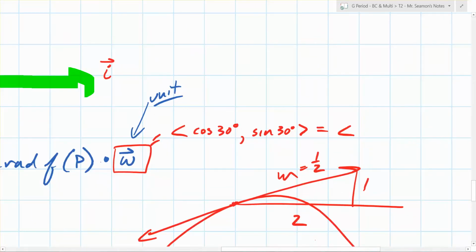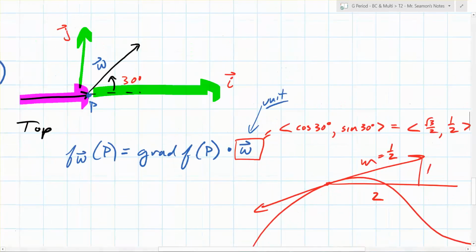Root 3 over 2. And what's sine of 30 degrees? 1 over 2. And luckily, what is that? Not luckily, but very much on purpose. It's a unit vector, so it's already unitized. Are we okay with that? That's a terrible word to say out loud, I guess.